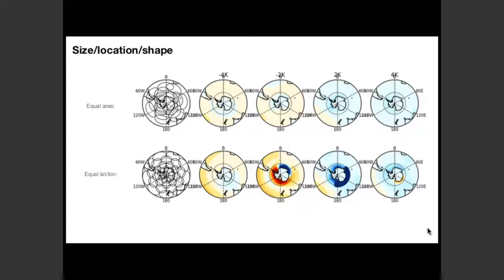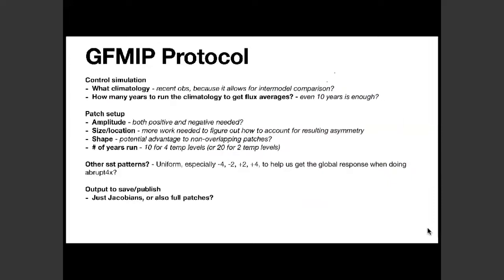These figures show that you get really noisy looking Jacobians. The bottom row does not likely reflect what the Jacobians look like in that part of the world. Instead, they probably just reflect the fact that 40 years is not enough for the small perturbation in temperature to rise above the noise of internal variability. So something more towards equal area is better, or even something more human readable than just using equal distances. Next slide, please.